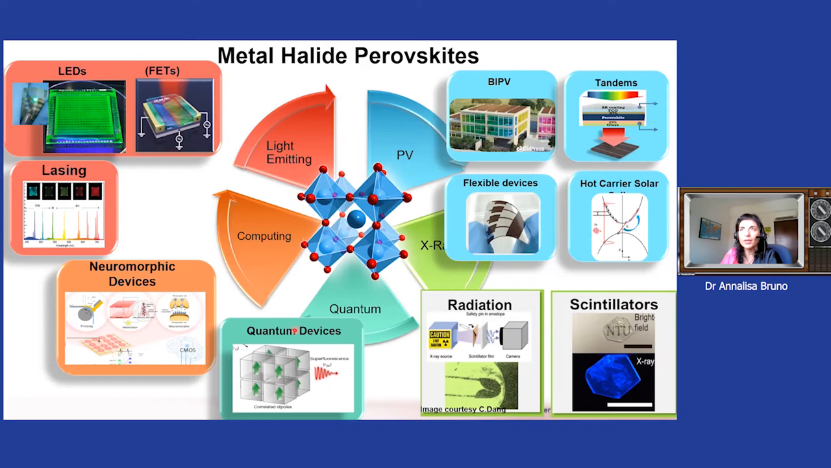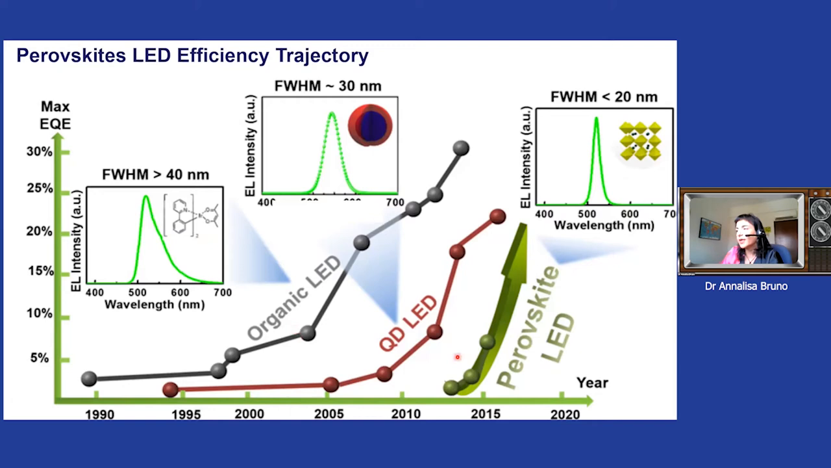This is just to give you an idea of how fast the perovskite LED field has been growing. Indeed, what we can see is that organic LEDs have been on the market for the last 30 years, with efficiency exceeding 25%. Quantum dot LEDs came out at the end of the 90s and reached efficiency of about 20%. But perovskite LEDs, in less than 10 years, are reaching efficiency approaching 20%. Still, the limitation for this technology is stability, but this is maybe not the object of my talk today. If you are interested and work in the field, of course, you can get in contact, and I will let you know more.